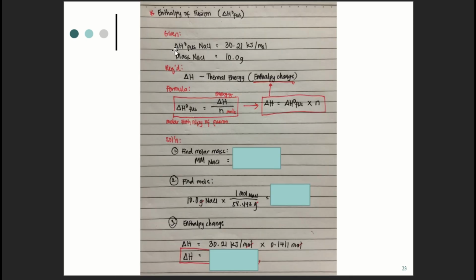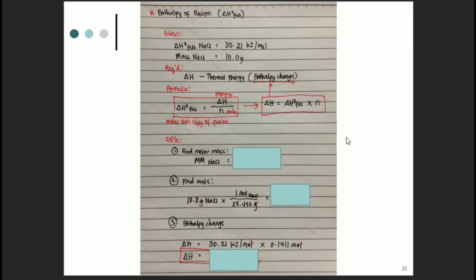So we have here the given value, the enthalpy of fusion of sodium chloride. The mass is 10 grams. We are asked to find the thermal energy. So here is the formula. Let's transform it again. The enthalpy change, or the thermal energy, is equal to the heat of fusion times mole.